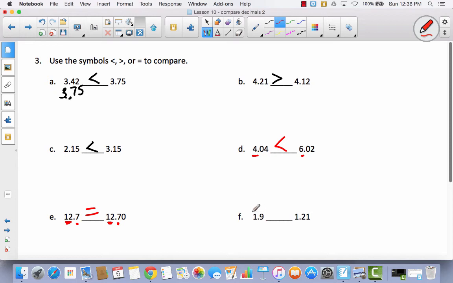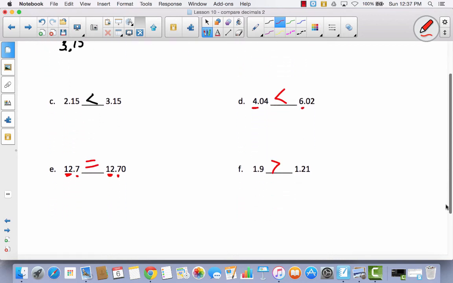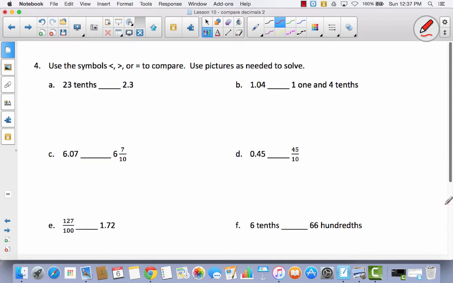And then for F, they both have a 1 in the ones place, but 1 and 9 tenths has a 9 in the tenths place, and the next one has a 2 in the tenths place. So 1 and 9 tenths is greater than 1 and 21 hundredths. Okay, let's keep moving. All right, so now we're going to use symbols less than or greater than or equal to compare. Use pictures as needed to solve.